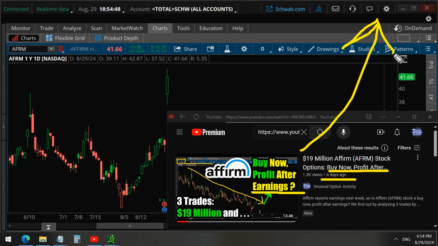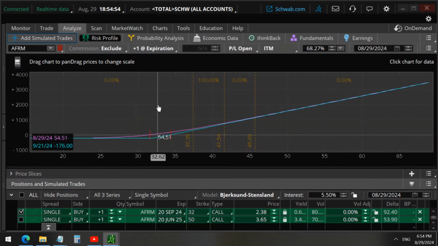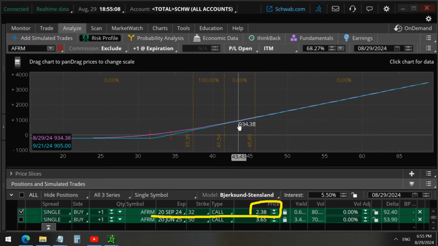Now, how much profit did we make exactly? Let's take a look at those options that we had analyzed on the video. You can see here those 32 strike calls that expire September 20. We paid $238 for each. And you can see the profit on this graph now, $757 of profit per trade.